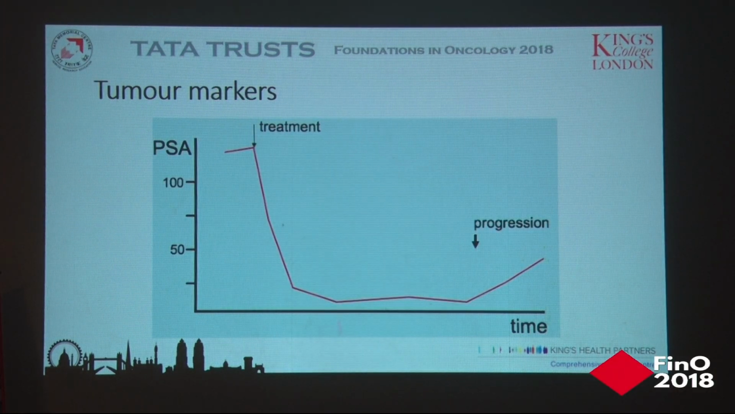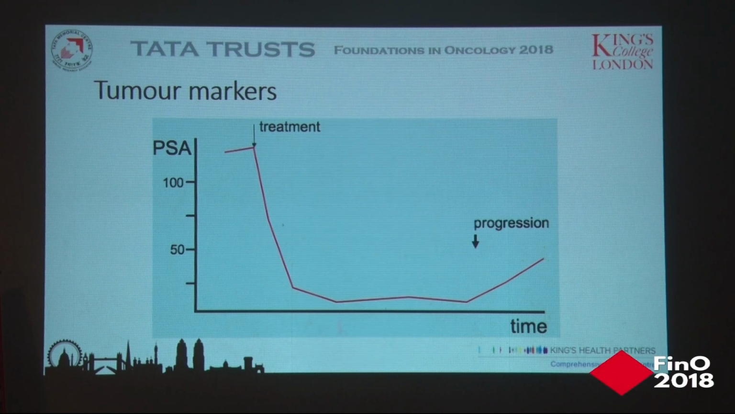Tumor markers are basically biomarkers or proteins which are produced by tumor cells and measured in the blood. PSA is normally produced by benign prostatic tissue, but the levels increase when you have a malignancy. PSA is prostate-specific antigen, which is released by the prostate cancer cells.